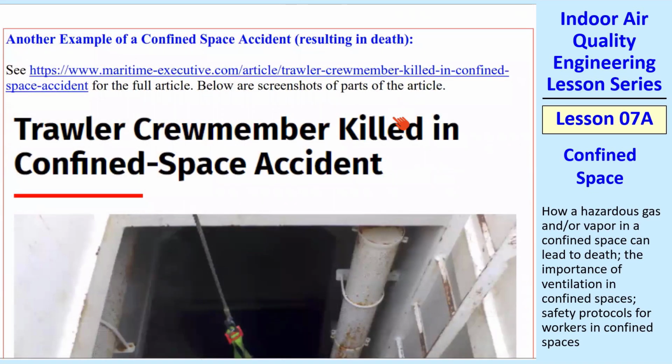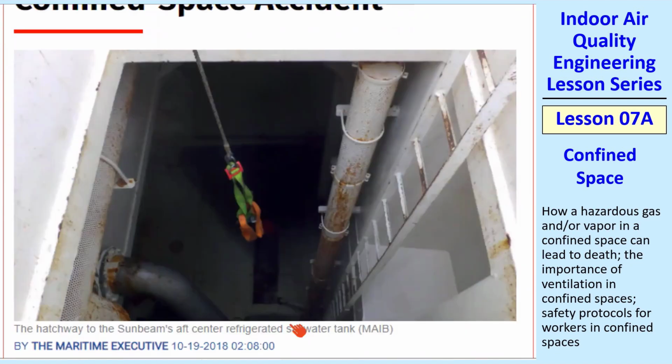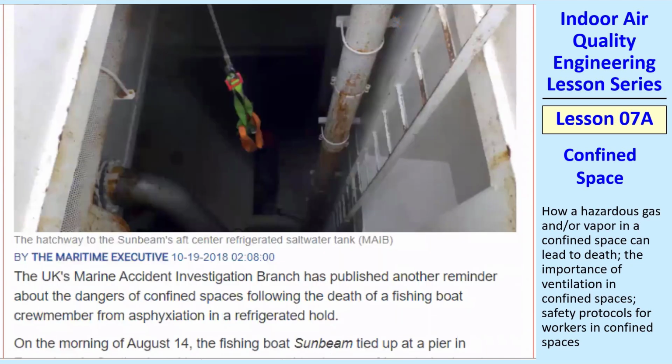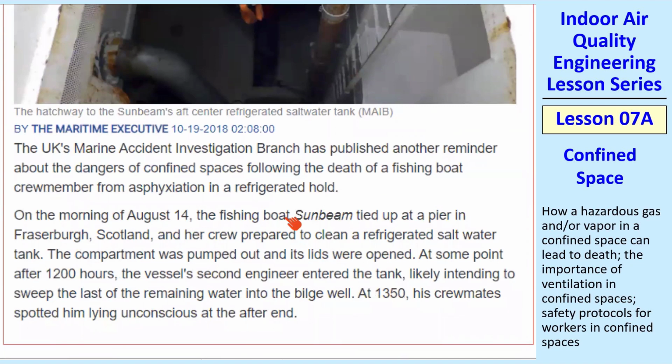There's another more recent case that I found on the internet. This one was just a couple years ago. On a ship, workers had to go down into this kind of storage area, and they were asphyxiated. This is a case where somebody died from this, from asphyxiation. You don't get enough oxygen.